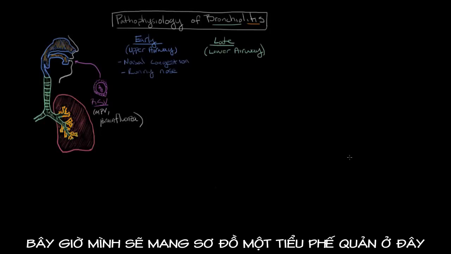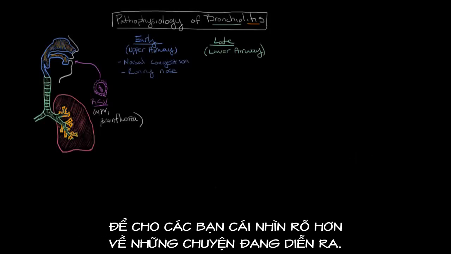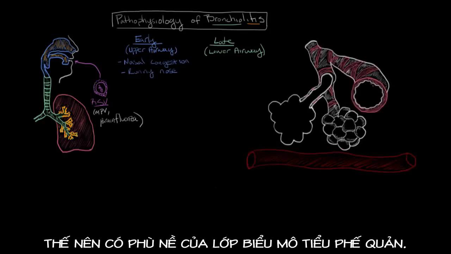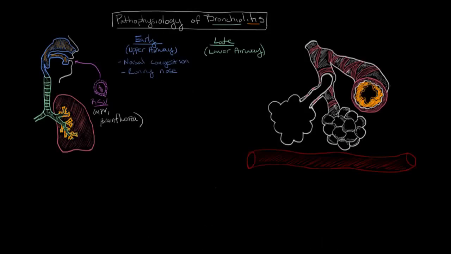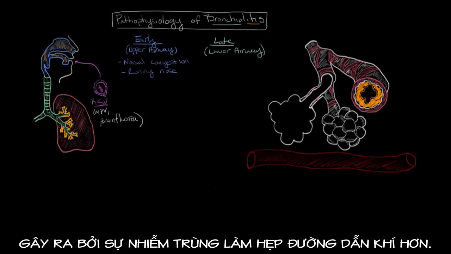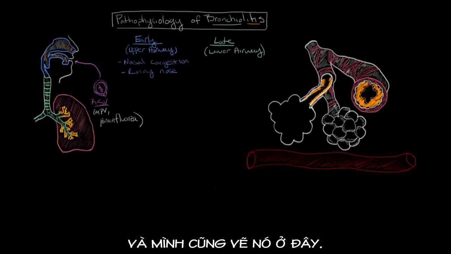Now let me bring in a diagram of a bronchiole here to give you a better idea of what's going on. So bronchiolitis is inflammation of the bronchiole. So there's swelling of this epithelial layer in the bronchiole. So you can see that the swelling from the inflammation due to this infection has caused the airway to get narrower. And we can draw that in over here as well.